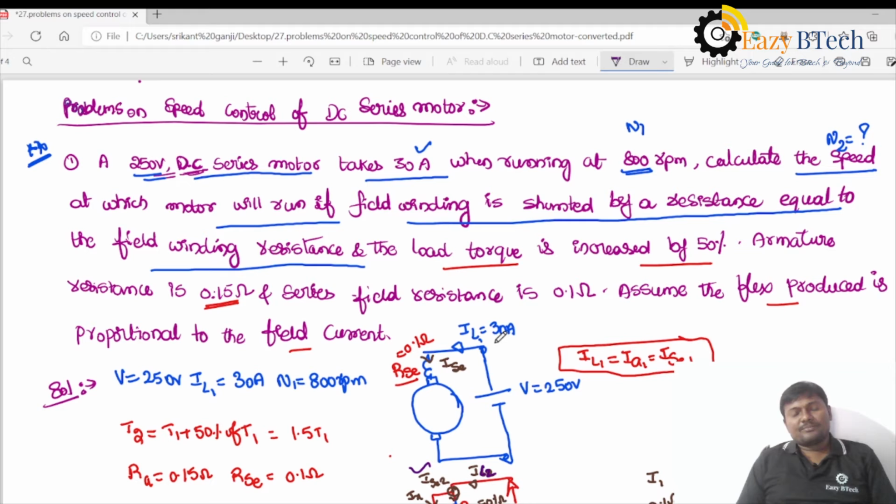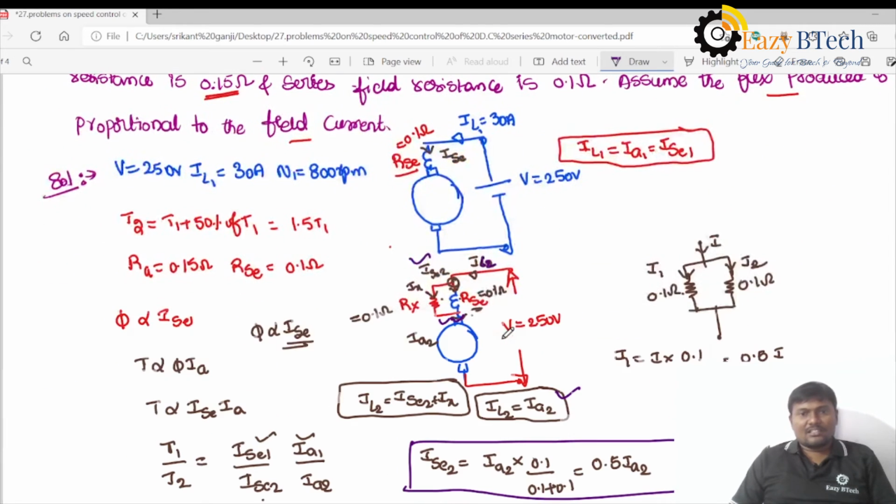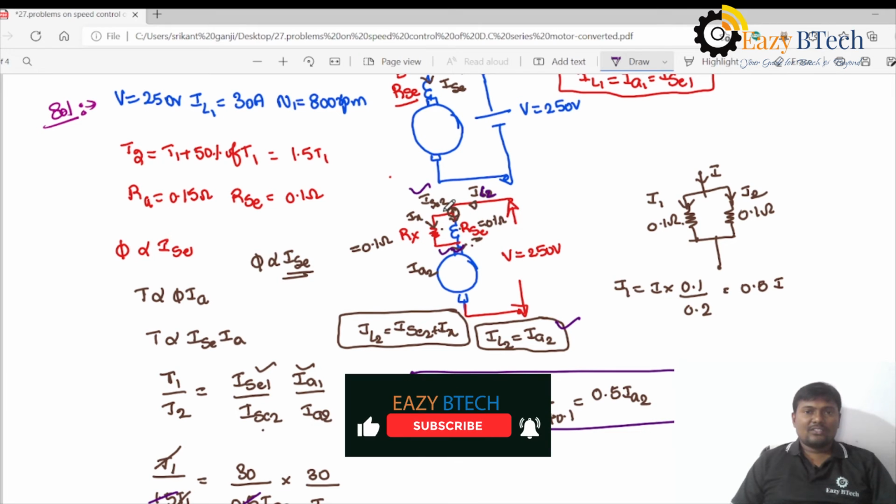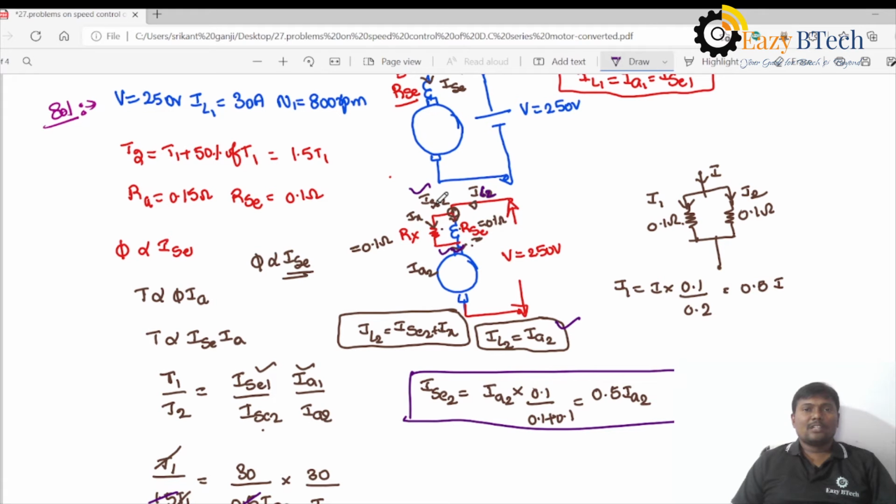And first of all, is without an external resistance connected across RSE. This is under normal operating condition. The speed will be 800 RPM. The current drawn from the supply is 30 amperes. Once a sectional resistance is connected across RSE, the two are equal value. The IL2 value is divided equally, and ISC2 should be equal to 0.5 times of IA2. That IL2 is equal to 2 times this one, and the ISC2 is equal to 0.5 times of IA2.